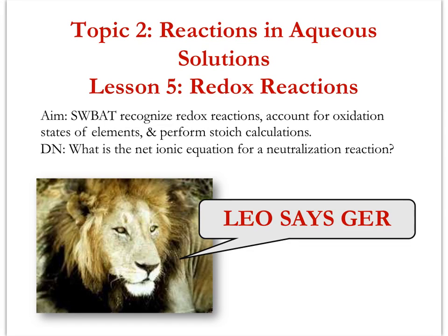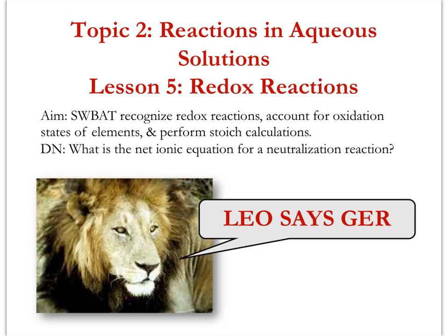Hooray, we're nearly finished with this second unit on aqueous reactions. This lesson is on redox reactions. Again, this is mostly a review from Regents concepts. You have to have a very firm grasp on your oxidation states and identifying redox reactions. So you'll be able to recognize redox reactions, account for oxidation states, and with examples in class, you'll be able to do stoichiometry calculations with them, of course.